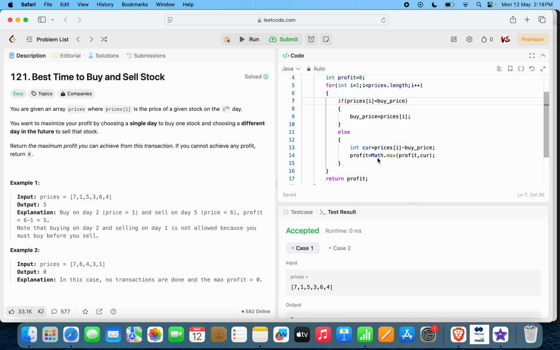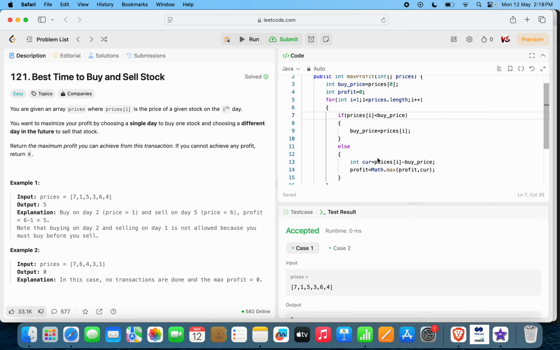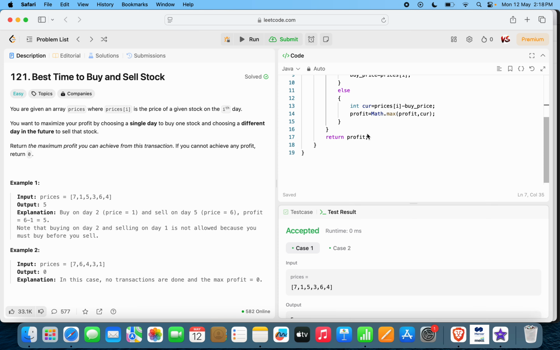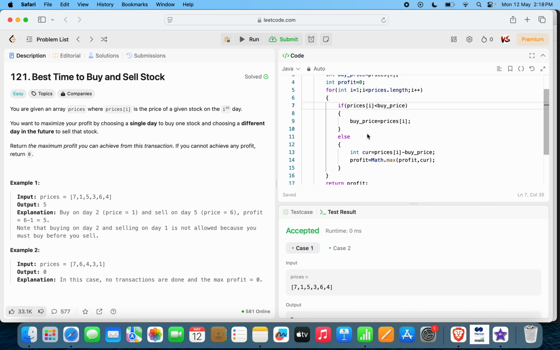So this is how we need to optimize the code. The time complexity for this code is O(n) because we only used a single for loop, and we don't need any extra space to store anything, so the space complexity is O(1). So this is how we need to solve these kinds of classic problems. It takes time to solve these kinds of problems. Keep on practicing.